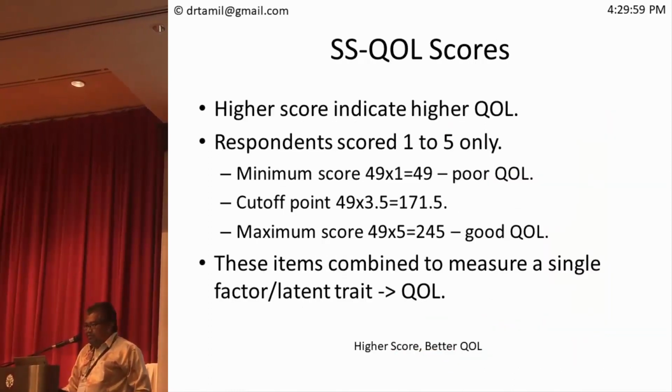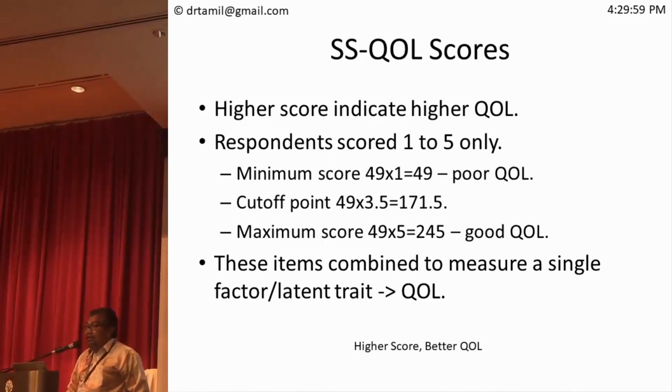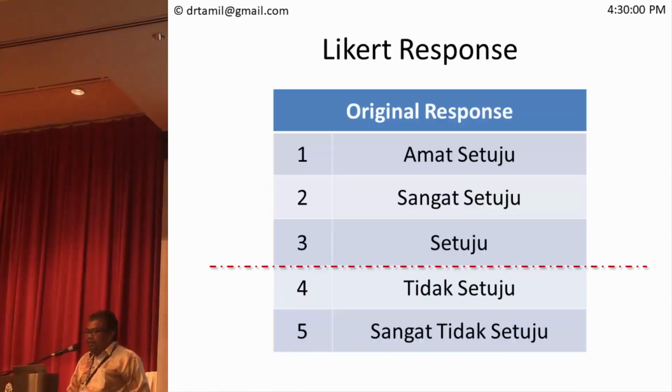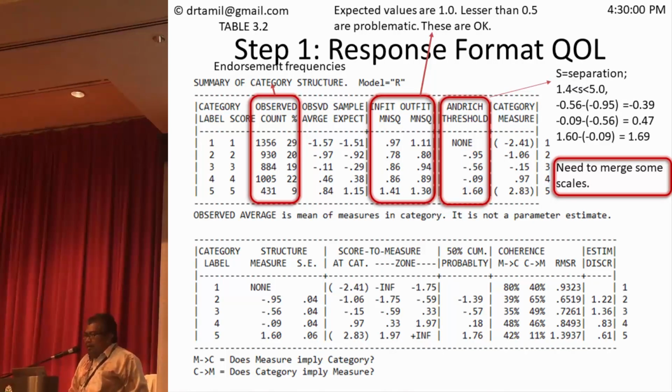Therefore, the minimum score is 49, the maximum score is 245, and the cutoff point is really 171.5. We have not the middle point. And according to the author, all these items combine to measure a single latent trait, which is quality of life for stroke patients. Again, I would like to repeat, the neutral score is 3.5, not 3. And this is one of the advantages of using Rasch analysis. You can decide whether you are supposed to use Likert 5 or Likert 3 or Likert whatever.